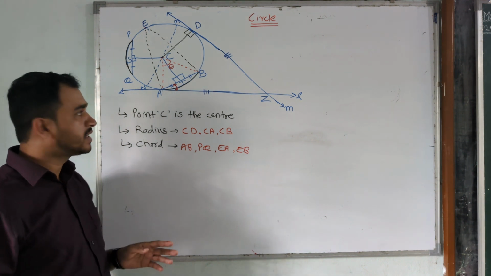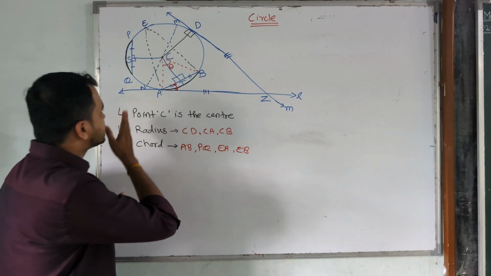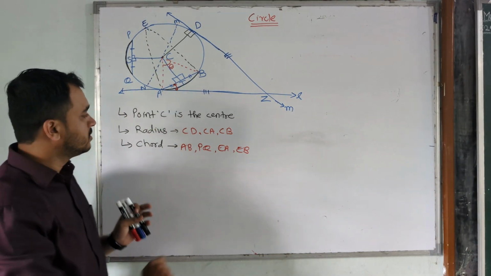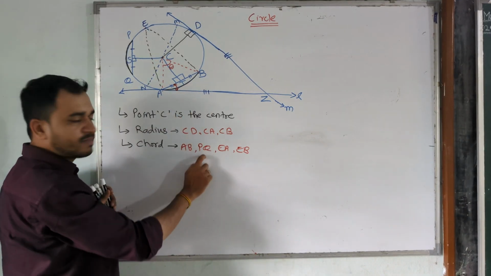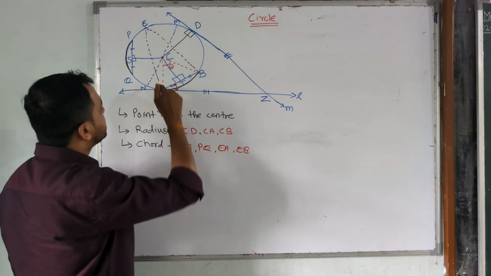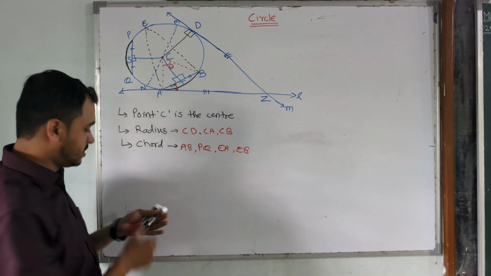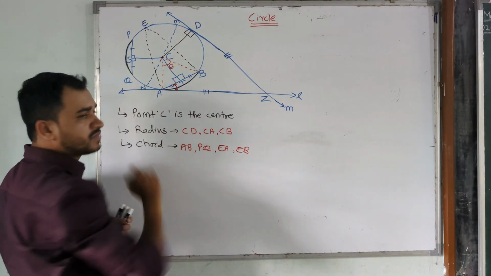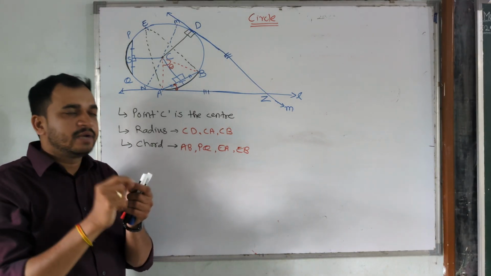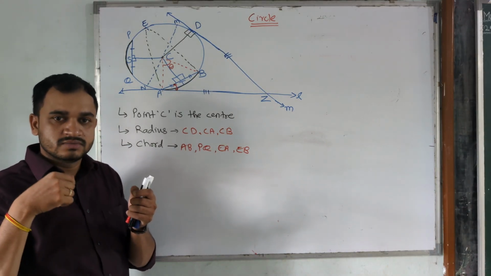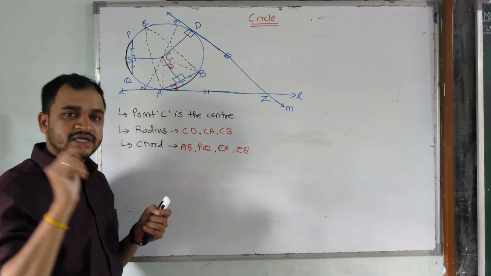It is also chord, but what is special character of this chord? This chord passes through the center. AB, where is AB? AB is not passing through the center. PQ, where is PQ? PQ is not passing through the center. Okay. EA, where is EA? EA also not passing through the center. EB also not passing through the center. But in case of MN, M and N are any 2 points on the circle, and it makes a chord. But what is speciality of this chord? This chord passes through the center of the circle.